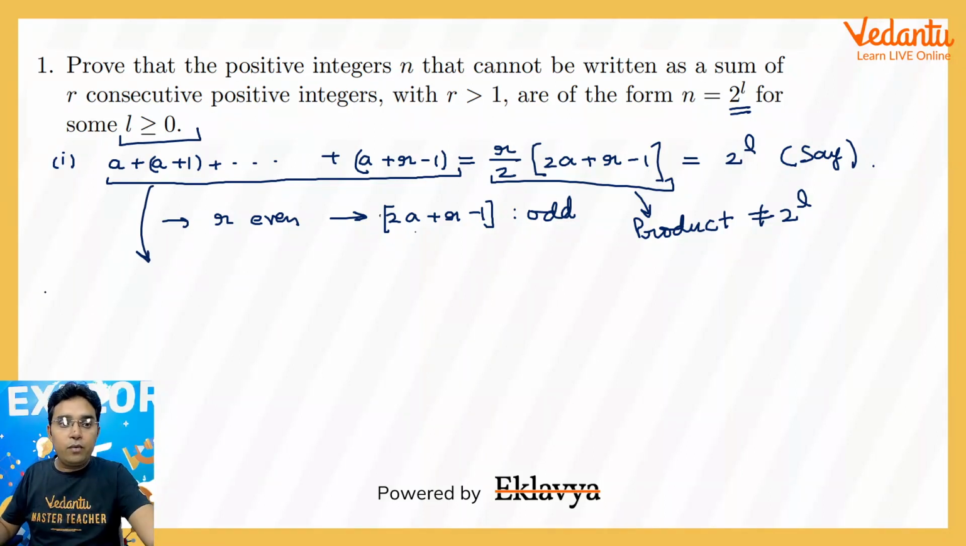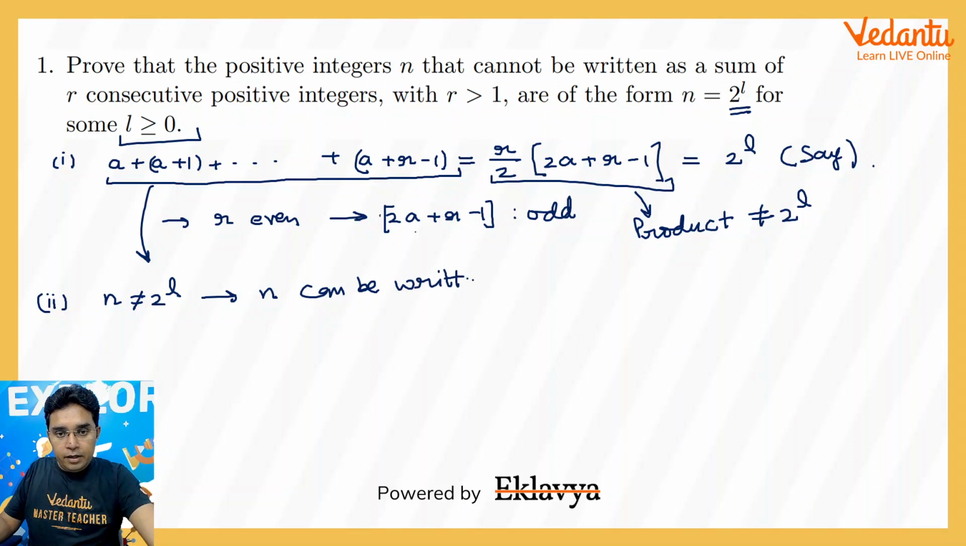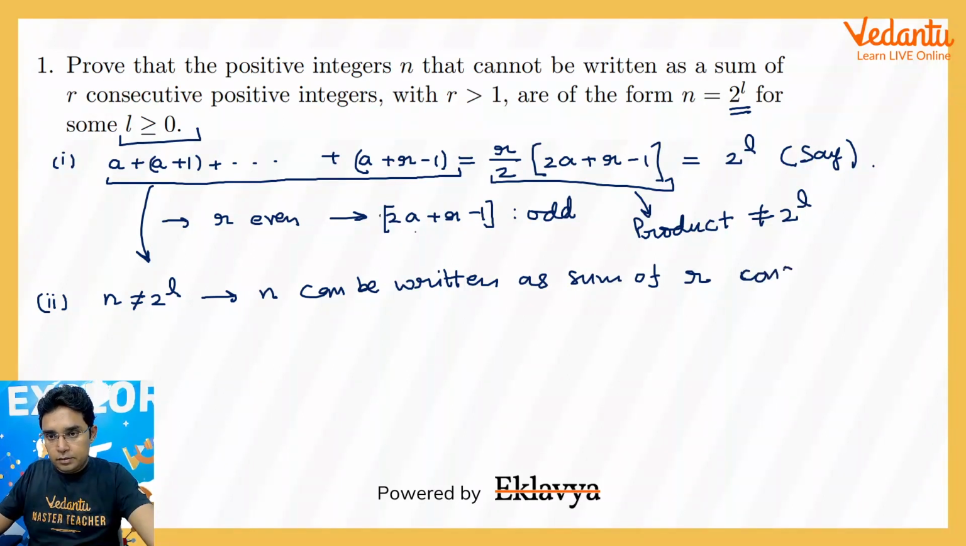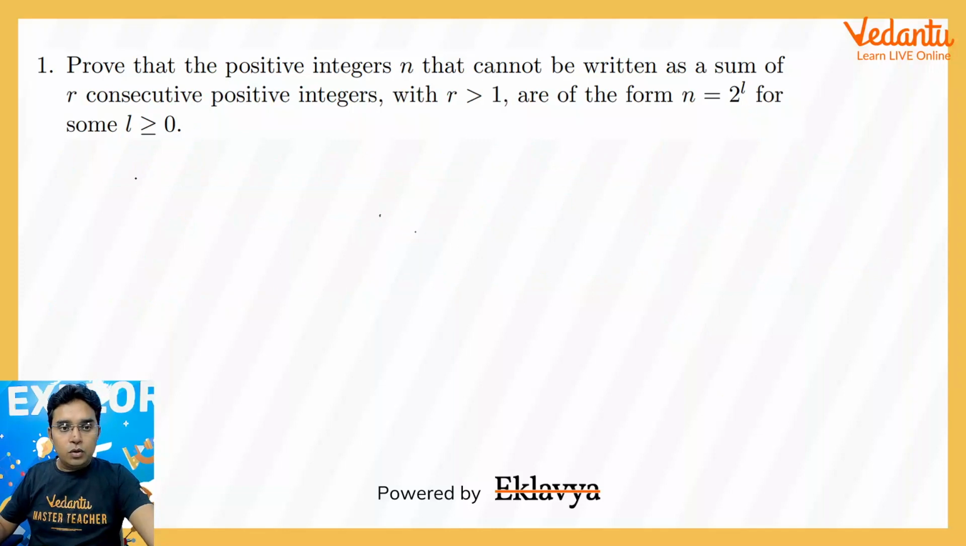To say that, what we should do is prove the converse also. Like if I take some number n not equal to 2 power l, then I will prove that n can be written as a sum of r consecutive positive integers. Let us see how we can do that. Let me do it on the next slide. So suppose my n is not equal to 2 power l. One of the cases could be that my n is some odd number.